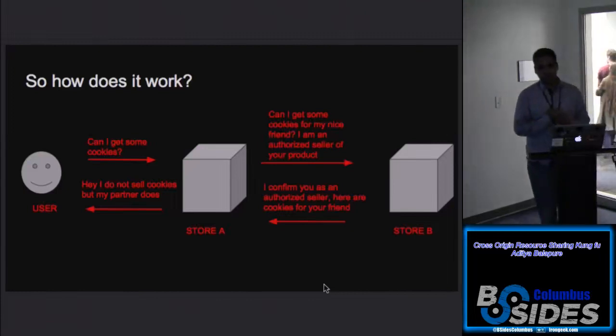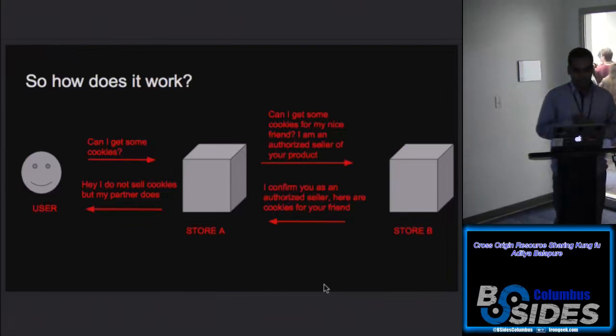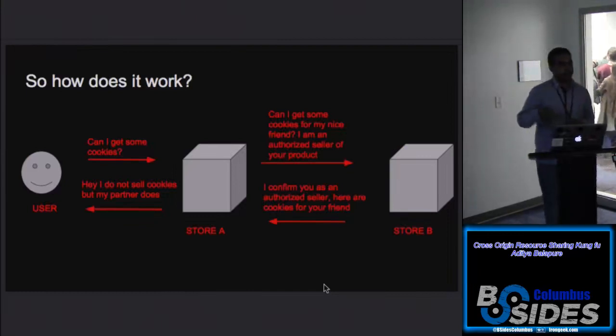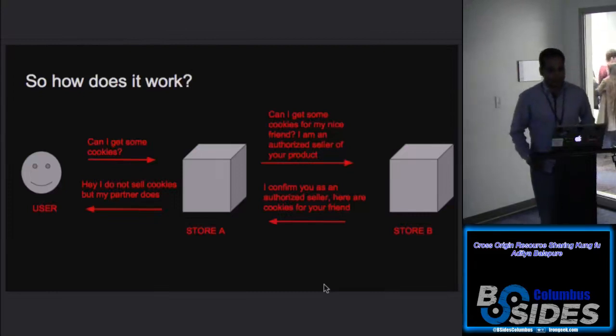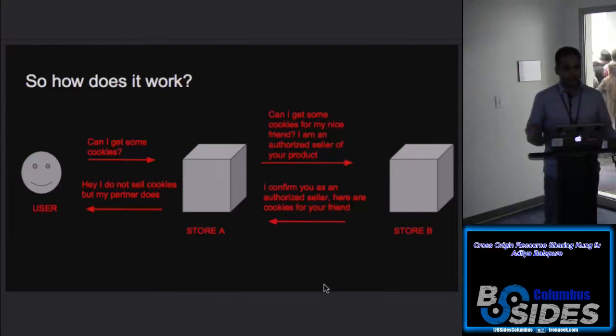Store A was able to fulfill the request. Again, store A and store B, think of them as different origins, where the user came to store A, but the request is ultimately being fulfilled by store B in the form of chocolate cookies. It's a pretty simple example, and we're going to dive into more deeper technical examples here.